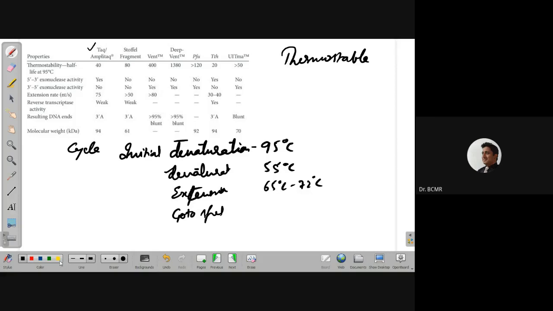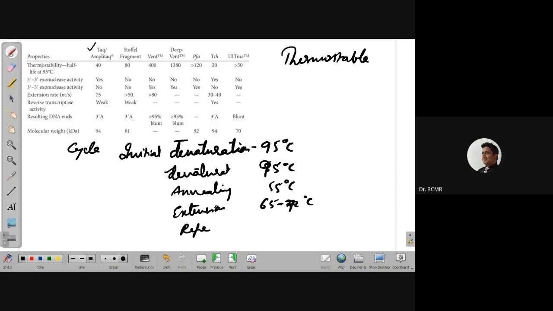Denaturation? No. You didn't tell me. What is that? Annealing. Annealing is 55 degrees centigrade. Then you have extension. That's around 65 to 72 degrees centigrade or so. And then we have final or go to step. We will repeat these cycles 30 times or so. Then you have final extension, right?